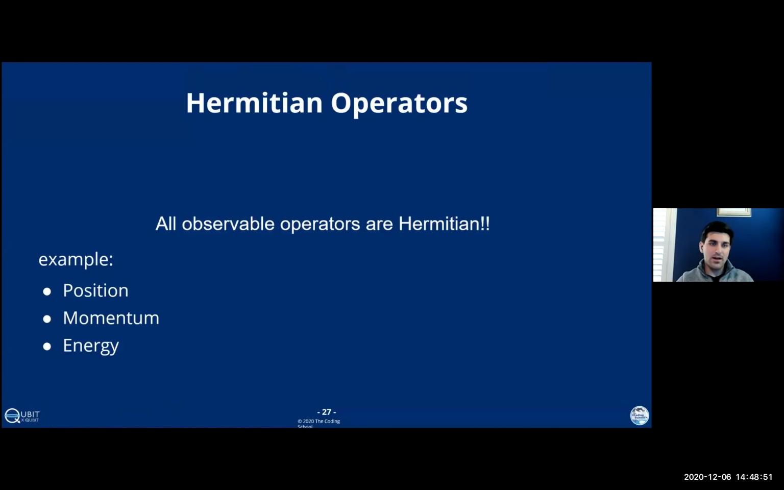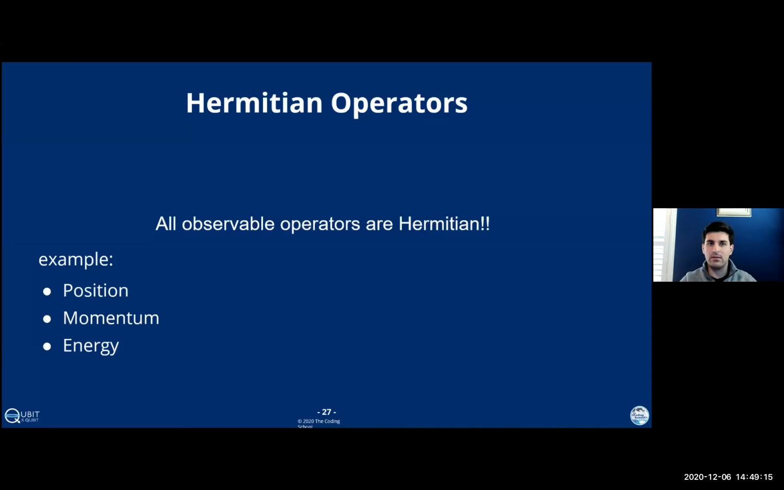So again, you might ask, what are Hermitian operators? What's the point? So all observable operators are Hermitian. What do I mean? If it's something that we can look at and we can measure, it's Hermitian. For example, position of particles, that's a Hermitian operator, because I can tell you exactly where my pen is. It's in my hand.